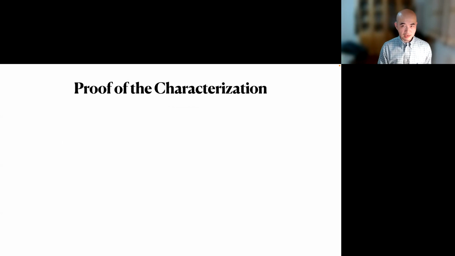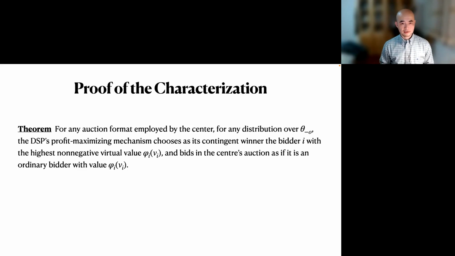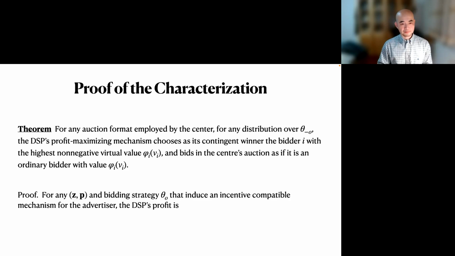In the interest of time, let me just give you a sketch of the proof of the characterization. Let's recall that the characterization says the mechanism design and the bidding should be separated. The mechanism design should always be the Myerson optimal auction, and the bidding should be such that the center behaves as if it has a value equal to the virtual value, equal to the contingent winner's virtual value.